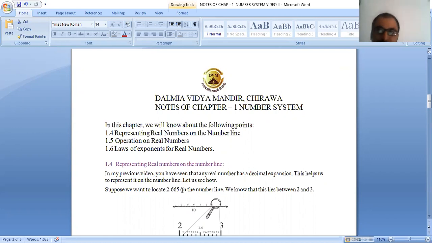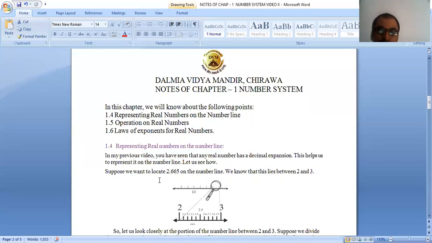We will see. Suppose we want to locate 2.665 on the number line. For example, we have to locate 2.665 on the number line. We know that this lies between 2 and 3. Okay, listen, 2.665 lies between 2 and 3 because this number is greater than 2 but less than 3. So it will lie between 2 and 3.